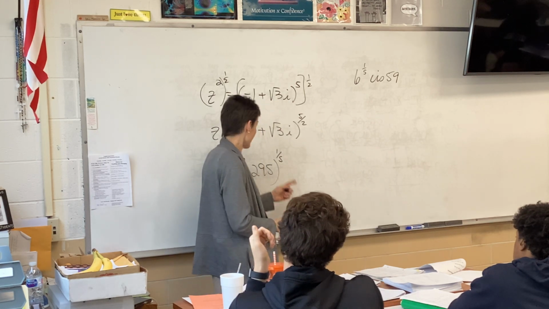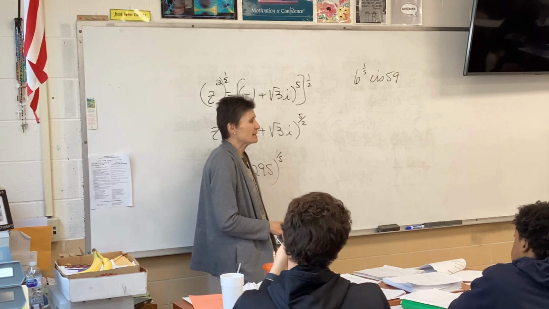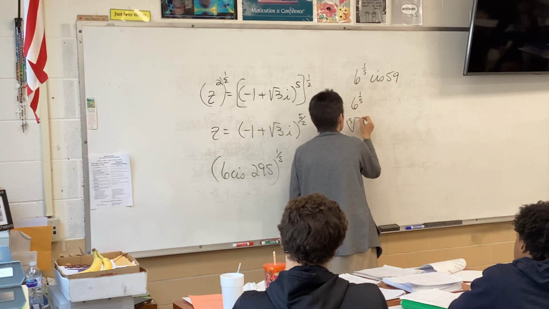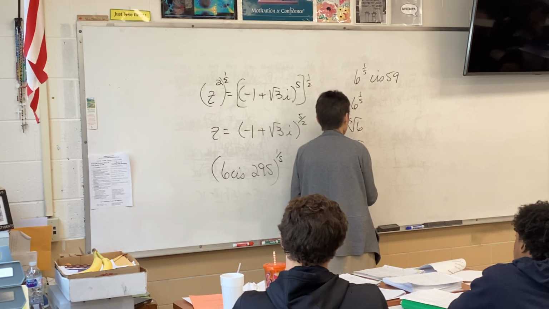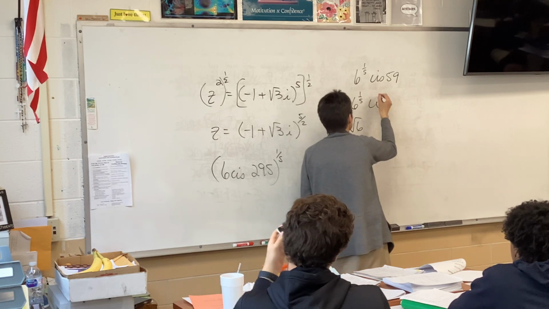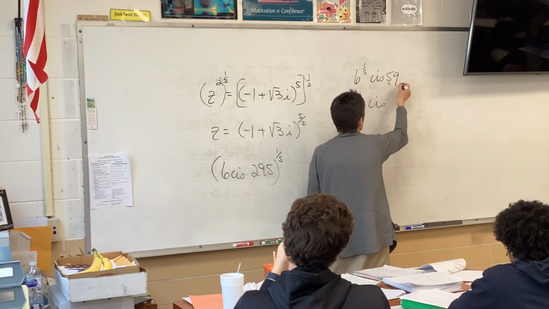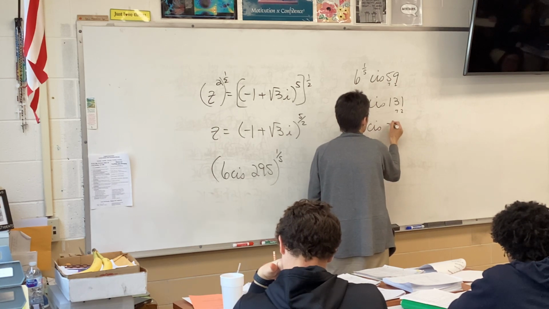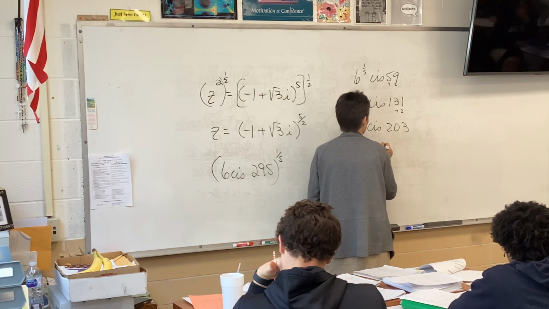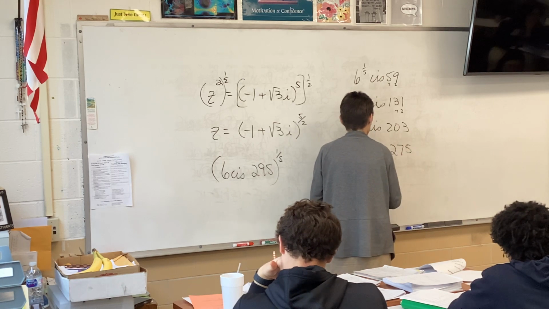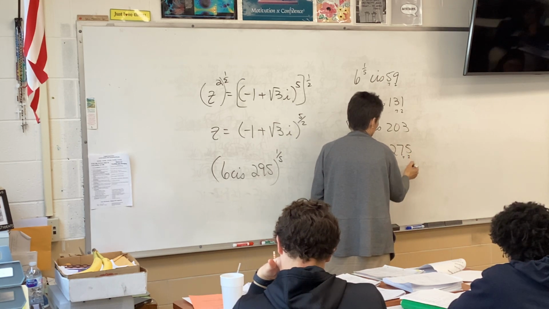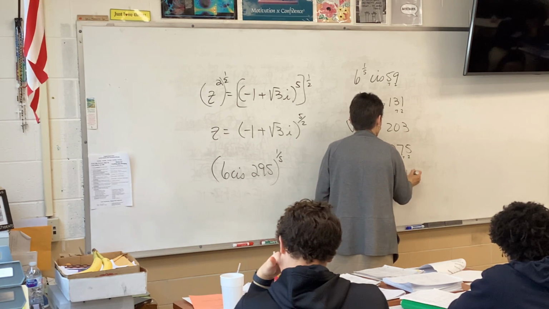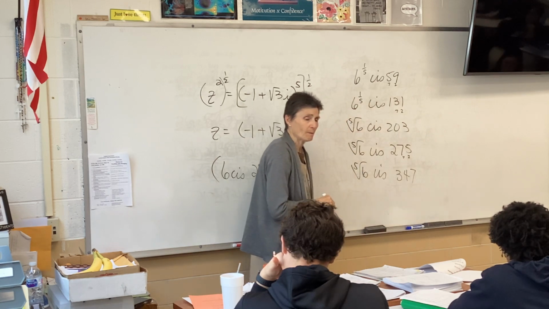How many answers are there? 5. How many degrees apart will they be? They'll all be 6 to the 1/5, which is also the 5th root of 6. It doesn't matter how you write it. But how far apart will they be? 72. So this one's gonna be 131, and this one's gonna be 203, and this one's gonna be 275, and this one's gonna be 347. Now, I did that all in my head, probably made some mistakes.